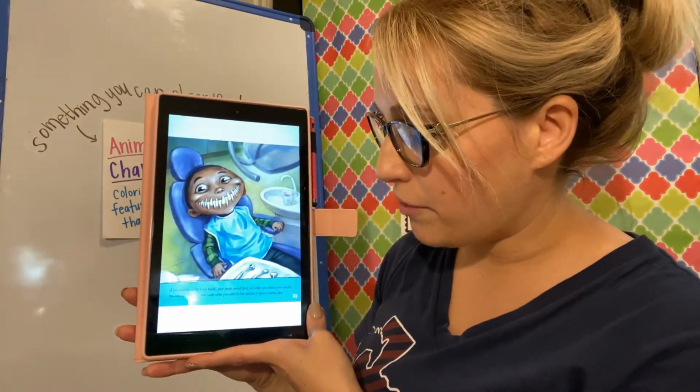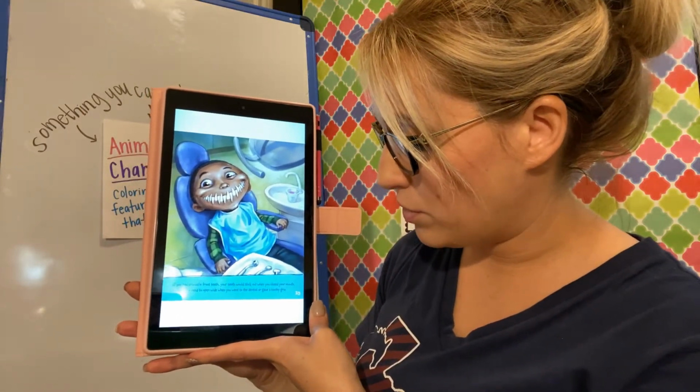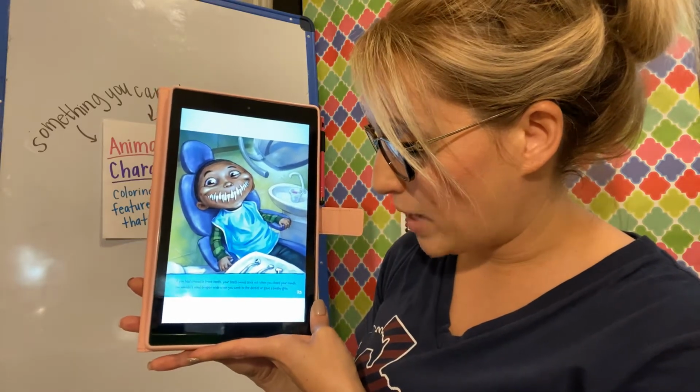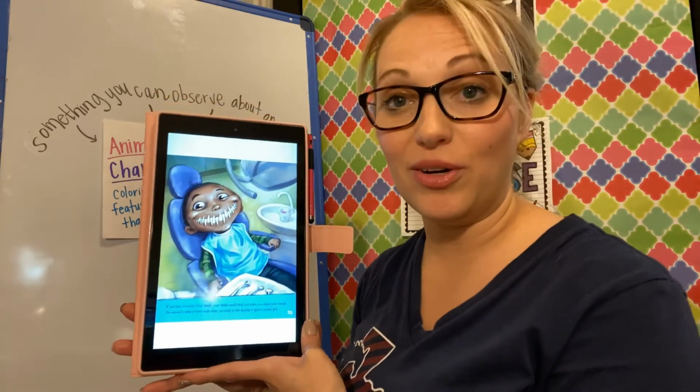If you had crocodile front teeth, your teeth would stick out when you closed your mouth. You wouldn't need to open wide when you went to the dentist or gave a toothy grin.